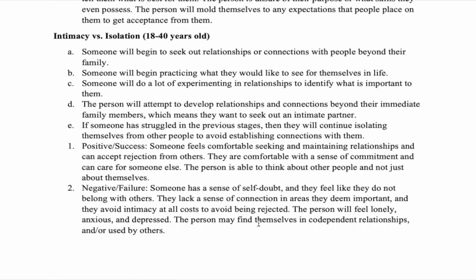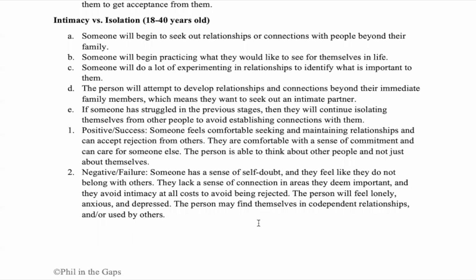Intimacy, think of somebody having an intimate partner outside of their family. Isolation is where they're going to isolate themselves away, either physically and or mentally and emotionally. So what it would look like is somebody could be in an intimate relationship, yet they're in an abusive relationship, codependent relationship, and they're not focusing on their own needs.